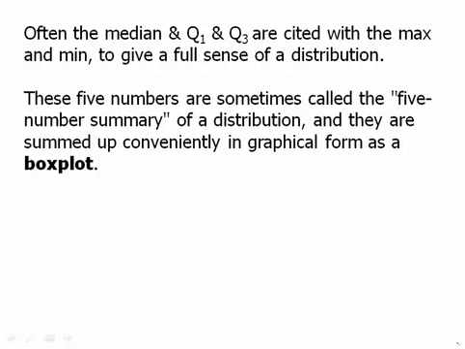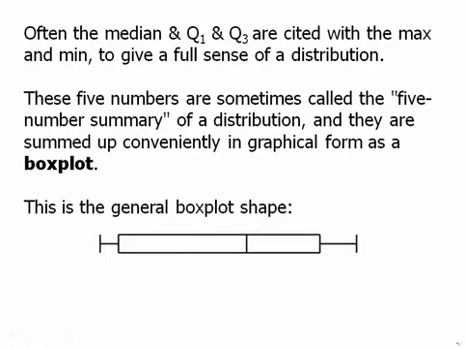So now we're ready to talk about box plots, now that we know what quartiles are. This is the general box plot shape. So there's always this rectangle in the middle with a vertical line somewhere in the middle of that rectangle, and then these 2 kind of arms on each side that consist of just a horizontal line going to an isolated vertical line at each end.